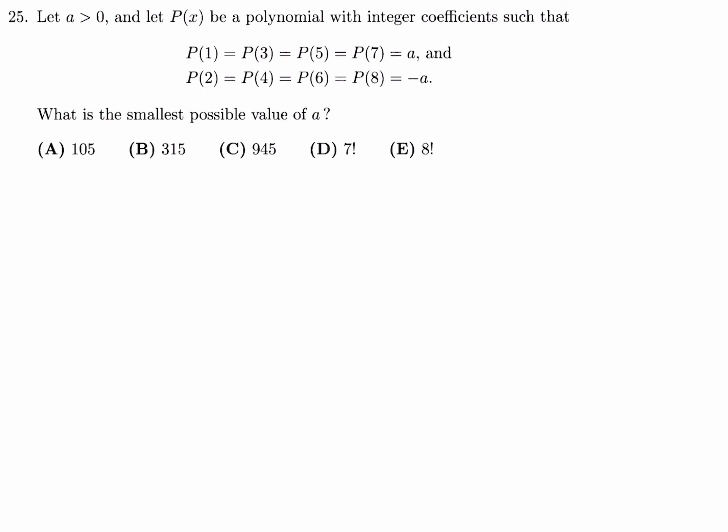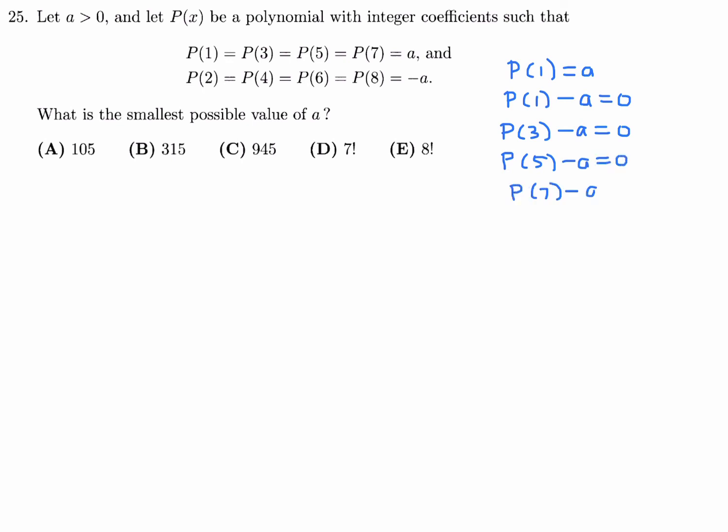Well, one thing I immediately noticed is that if you take each of these, for example, p(1) is equal to a. If you rearrange that, it just means that p(1) minus a is equal to 0. Very similarly, you can do that for every one of those: p(3) minus a is equal to 0, p(5) minus a is equal to 0, and p(7) minus a is equal to 0.